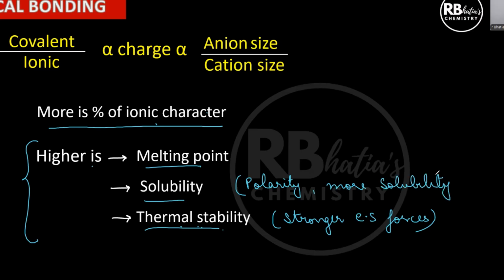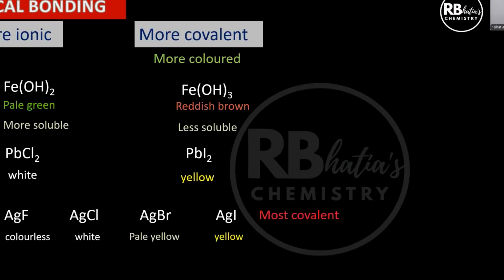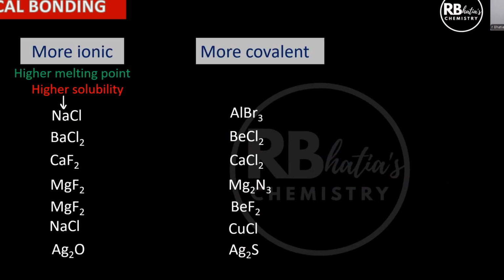And again, more percentage of ionic character means strong electrostatic forces and therefore more melting point. Just remember, each of these points is very important from an examination point of view, from your MCQs point of view. So just do it well. And next we have some more examples depicting the points we've just discussed.